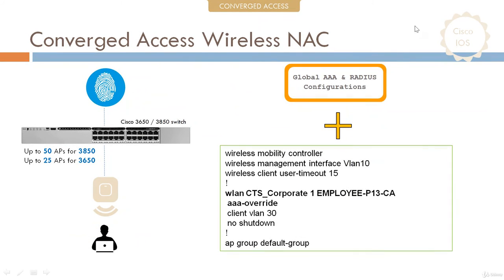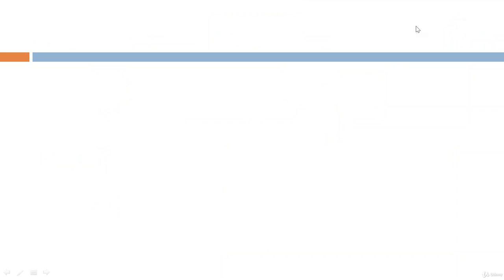So what's the final configuration we have for the campus access wireless NAC? Obviously you have to give AAA plus radius configuration, plus you have to give wireless mobility, wireless management interface, wireless client, then say WLAN, Cisco TrustSec if you are using some sort of tagging, AAA override, client VLAN say 30, no shutdown, AP group, default group. So these are the commands you can give via CLI as well. Even we have option via GUI as well. And here I have 3650, 3850 used for these AP controlling. Okay. So these are the important things for the wireless deployment. And I hope you understand all these steps.